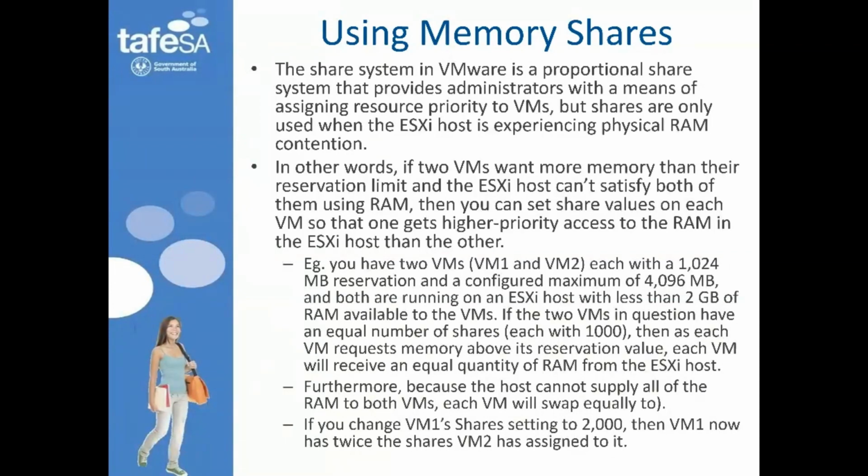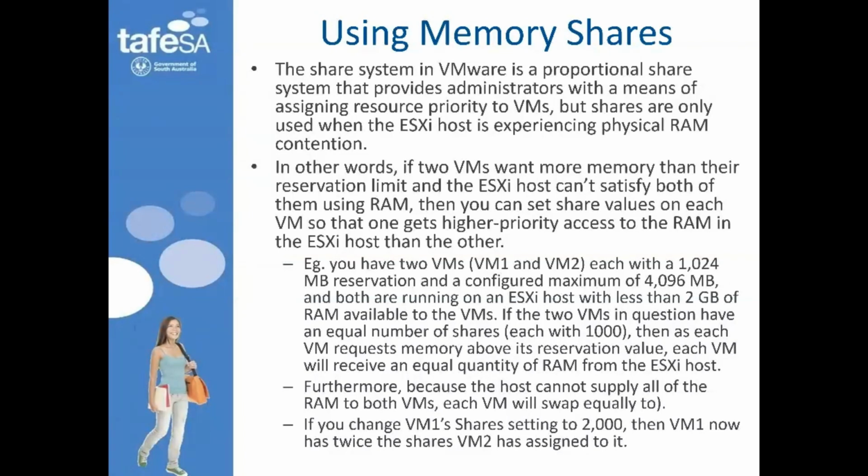Okay? So in other words, if 2 VMs want more memory than their reservation limits, and the ESXi host can't satisfy both of them, so let's say both of you guys, you both want RAM. But I don't have enough for everyone. What do I do? Okay? So it can't satisfy both of them, then you can set a share value to each VM so that one gets higher priority to RAM in the ESXi host than another.